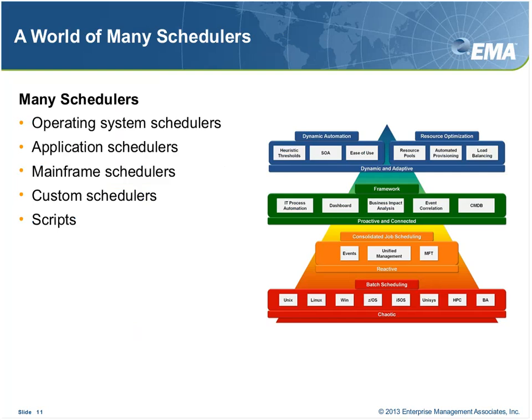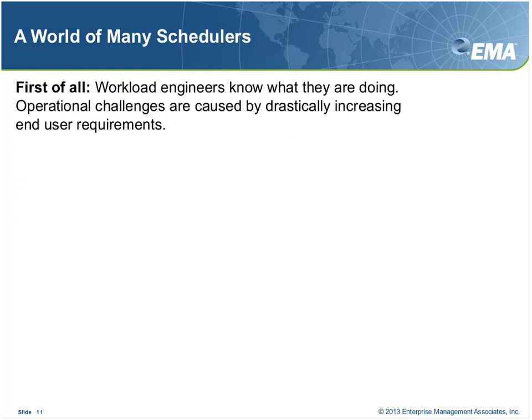And you can see the EMA maturity pyramid here for workload automation. What we need to do is get to a state where we have dynamic automation at the top left and resource optimization at the top right, so that we can rapidly create new business services, we can build the jobs that are needed for those business services, and we can do that in a cost-effective manner. So the first step is really to consolidate these schedulers.